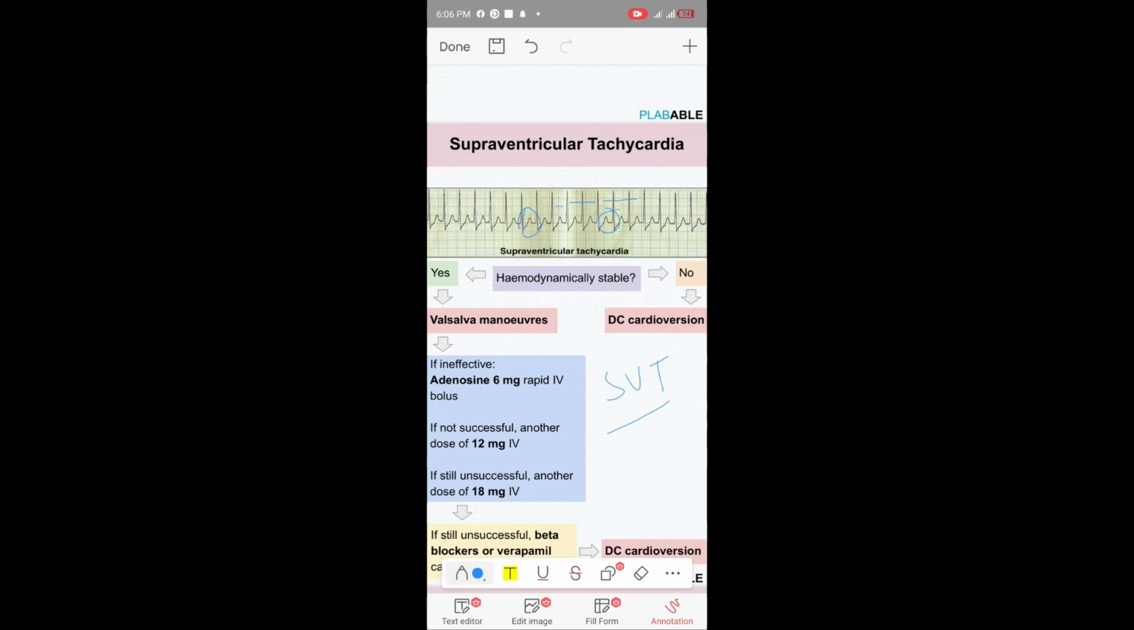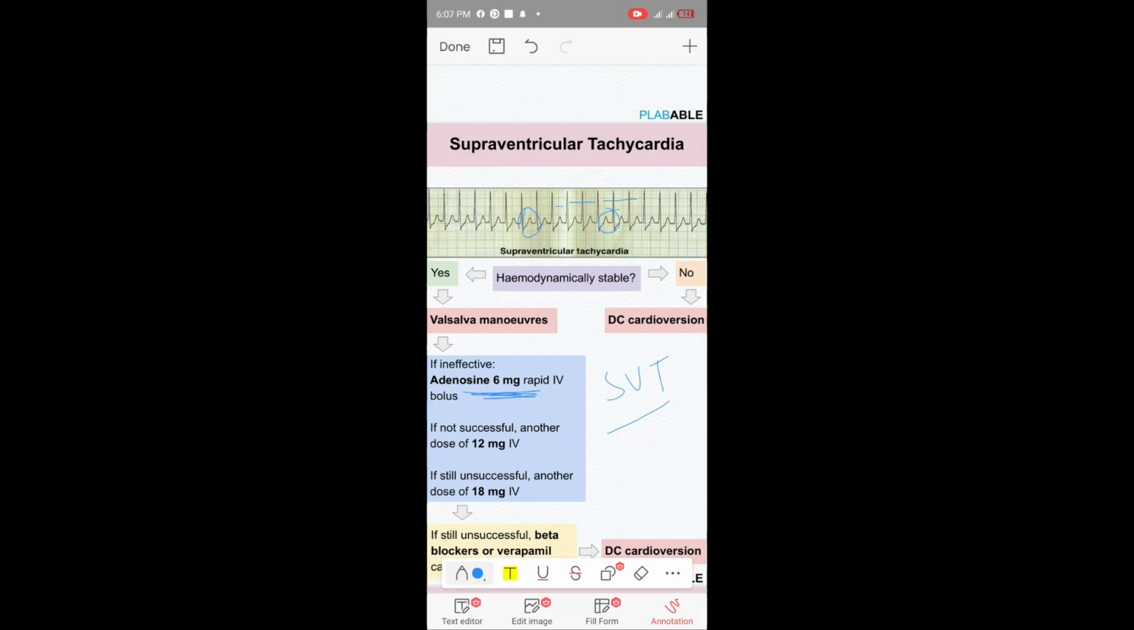Then go for Valsalva or other maneuvers. But in a young patient, the first thing you choose here is the Valsalva maneuver. Don't go for adenosine first. Then comes the drug that is exclusively for SVT, that is adenosine. The half-life of adenosine is 15 to 17 seconds. You give it in the vein and rush 20 ml of normal saline.